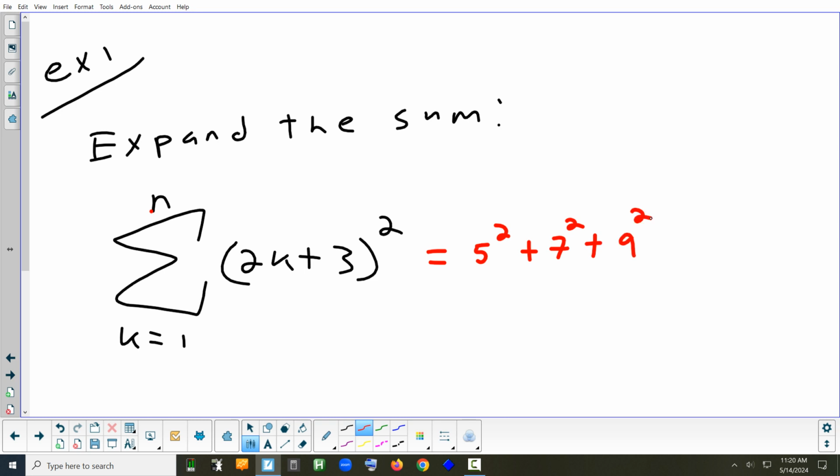And now there's a bunch more that we don't know. But what's the last thing we're going to plug in for k? N. So you get 2n plus 3 squared. That's the last number that you plug in. And that's how you write out something expanded when you don't know what the last term is, but there is a last term somewhere. Any question on that? Okay.